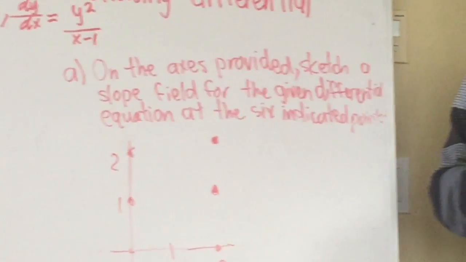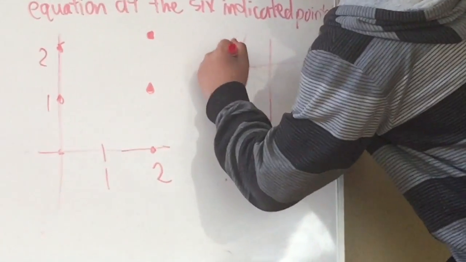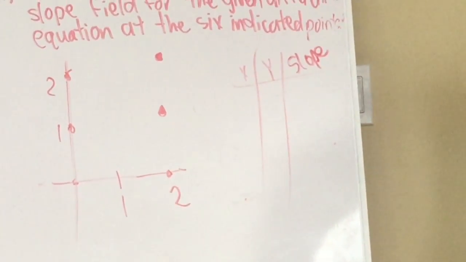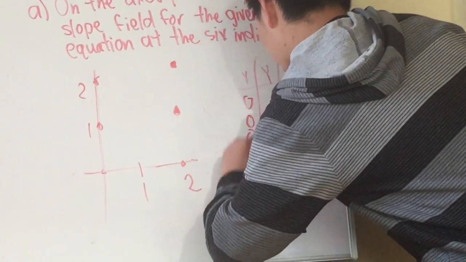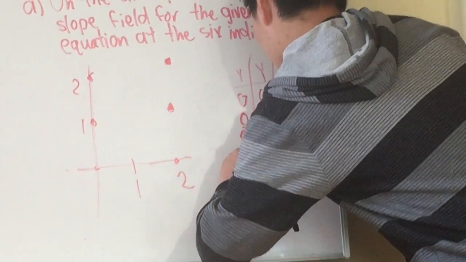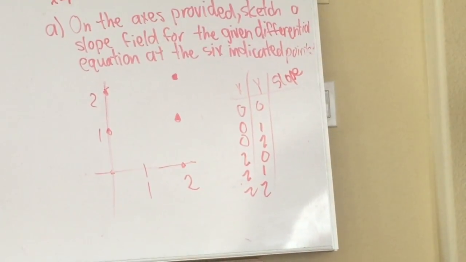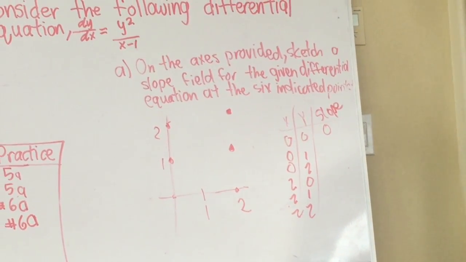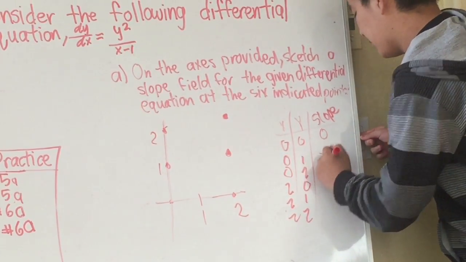I'm going to create a table of values to stay organized, but you don't have to. In order to find the slope, all you have to do is plug the points into the differential equation. So at the point (0, 0), the slope is equal to 0 squared divided by 0 minus 1, which is equal to 0. At the point (0, 1), the slope is equal to 1 squared divided by 0 minus 1, which is equal to negative 1.